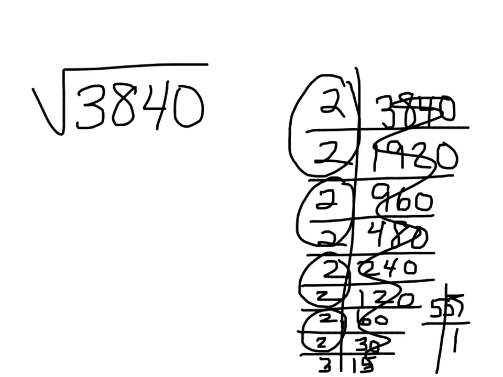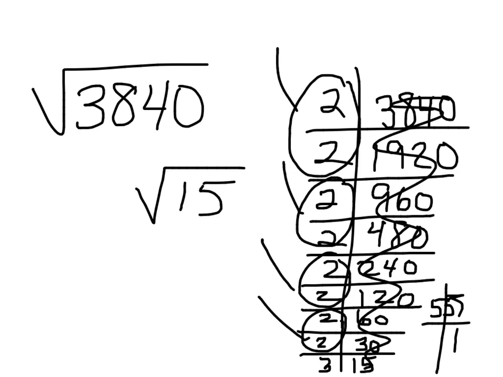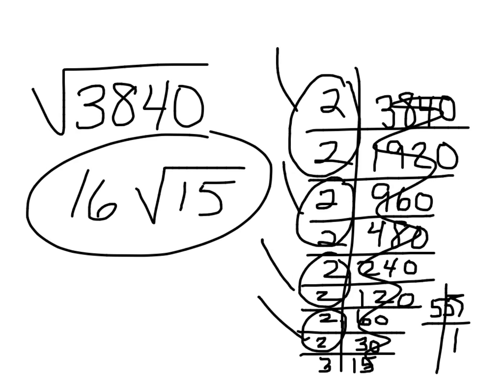So on the inside, what's 3 times 5? 15. Awesome. Now, when you do the outside pieces, 2 times 2 times 2 times 2. That 3840 really reduces down to 16 root 15.